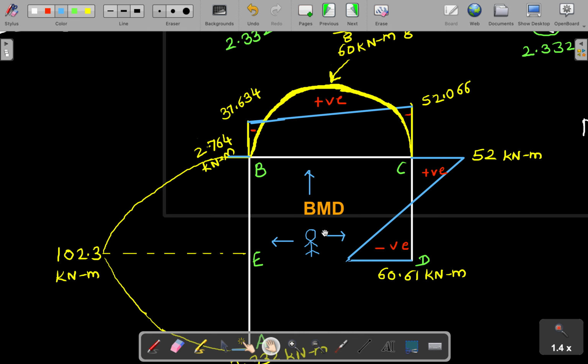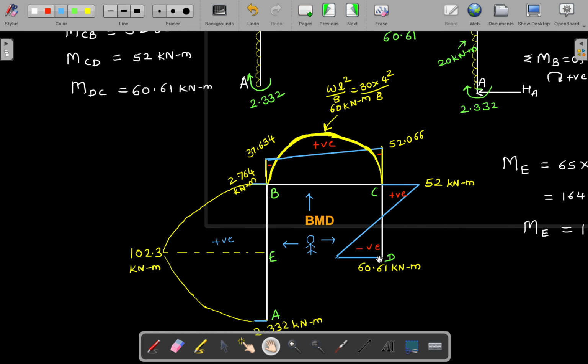And when you see 60.61 in this direction, this is also positive, both the moments are clockwise only, so it is coming in this direction, right? So we have drawn 60.61 inside and then connected the lines. This is our final bending moment diagram. This is positive, this is positive, the remaining parts are negative, and this is our bending moment diagram.